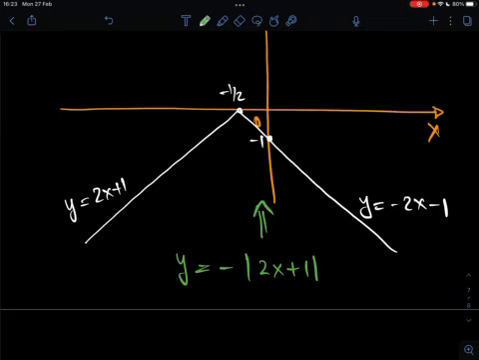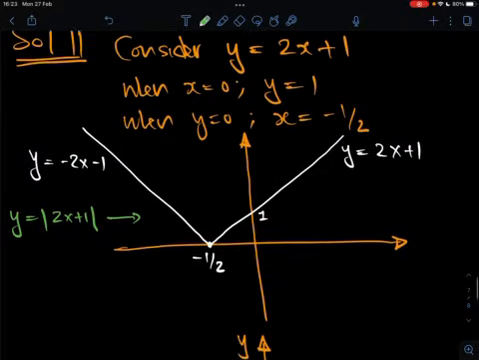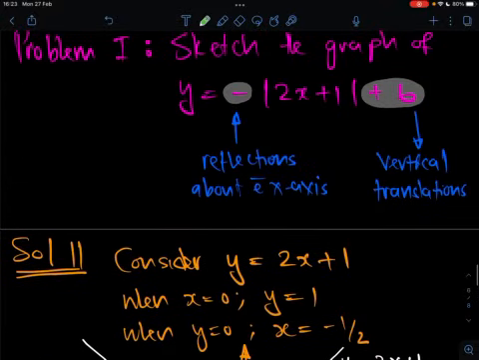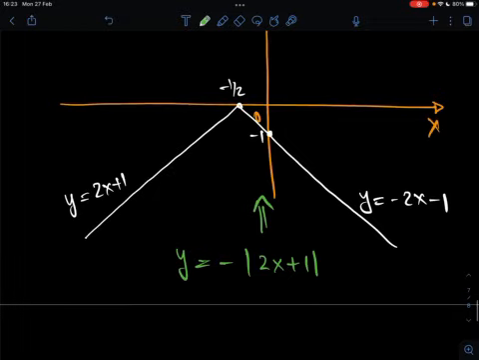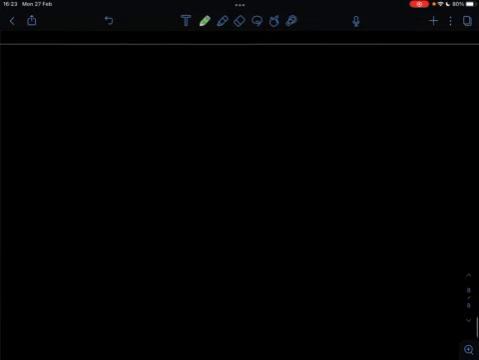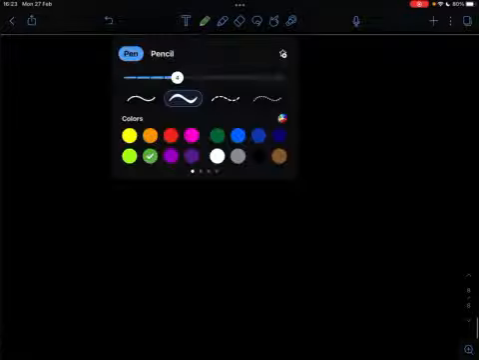So the question now is, how can we now incorporate the 6 that is sitting outside? So remember, the 6 means vertical shifting. So if it's a positive, it means a vertical shift upwards 6 units. If it's negative, it means a vertical shift downwards 6 units. So what we're going to do now is we're going to take this graph and raise it 6 units up. So when we do that, the final curve that we're going to get will be something like this.